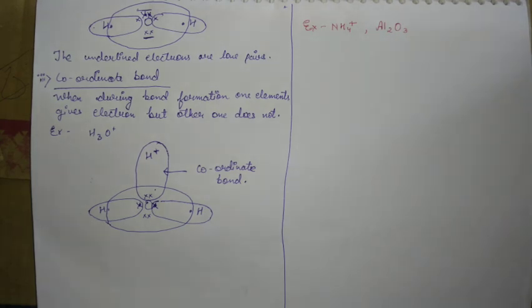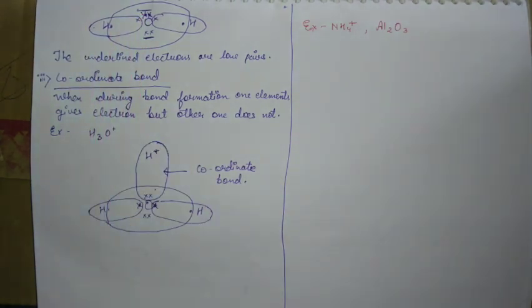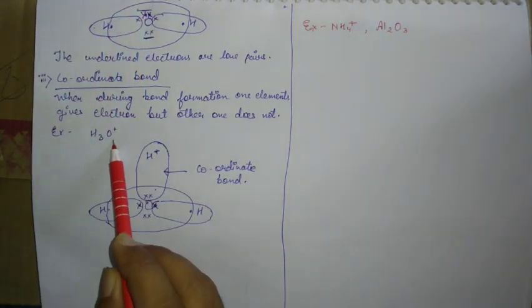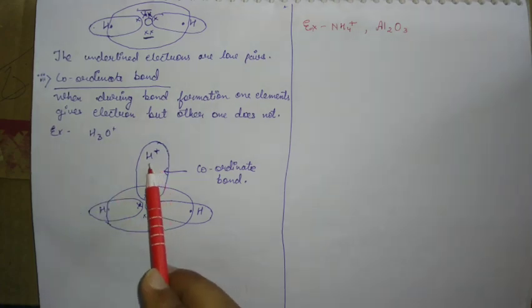And the last one is coordinate bond. Sometimes during bond formation, one element without any electron comes towards the compound, and the bond is formed, and during the bond formation the electron is donated by only one element. Like we already discussed, in oxygen there are 2 lone pairs, and we know about H3O plus, hydronium ion. In this case we have seen that oxygen has 2 lone pairs and one H plus comes.